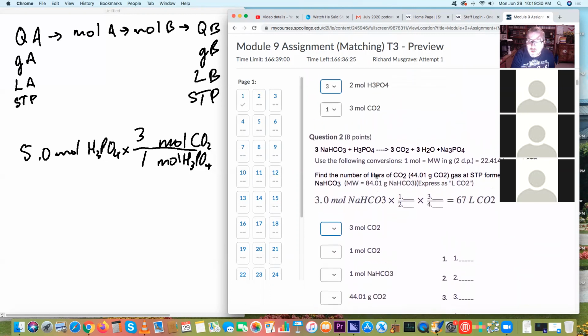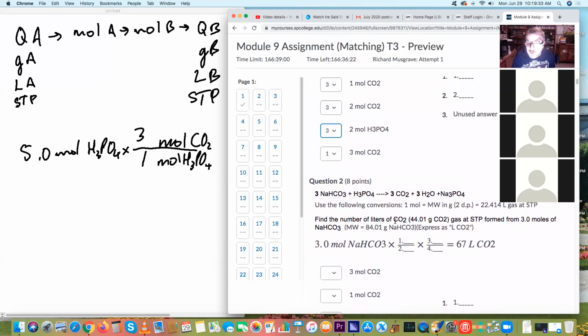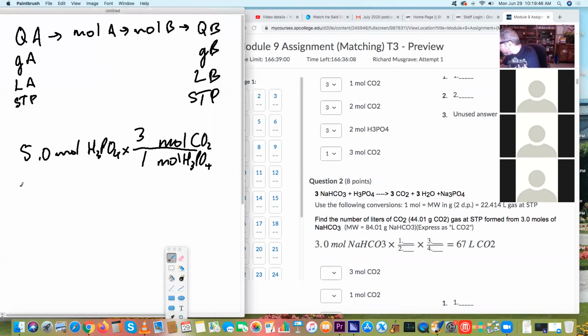So if you had something like this where you're looking for the number of liters of CO2 and you were starting out with 3.0 moles of NaHCO3, then you would be starting here at the flowchart and going through to liters. So the way you'd set that up would be starting out with 3.0 mole NaHCO3 times, and then a line, and then another line. We know it's 2 steps because we have to go from moles of A to moles of B and then to liters of B at the end.